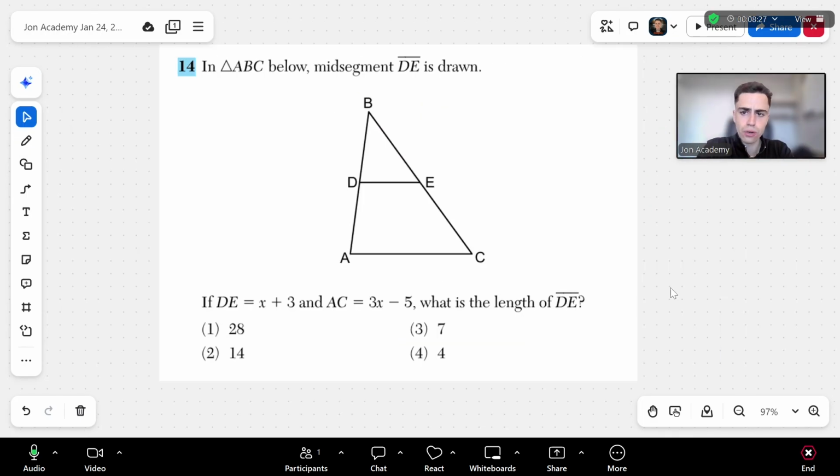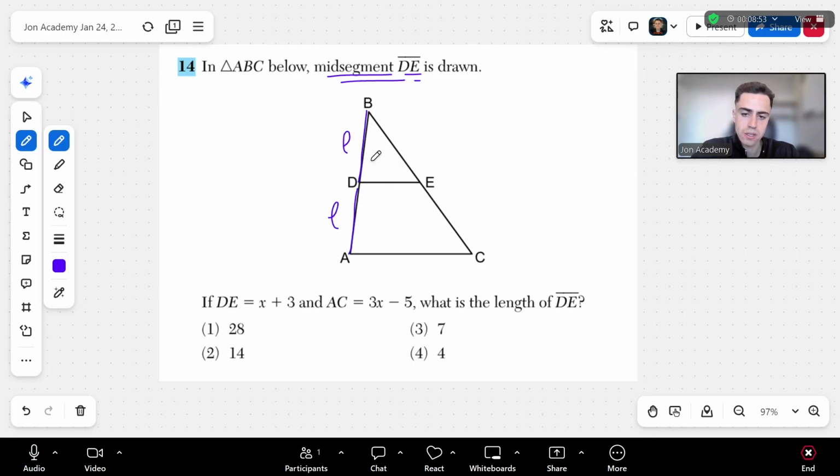Let's go now with number 14 here. They gave us, again, a big triangle that inside has a smaller triangle also similar to it because of the same reasoning, because of the angle-angle criteria. Therefore, as both are similar, they also tell us the mid-segment DE is drawn. This means that if this length is L, this also has to be L, and the whole thing here will be 2L.